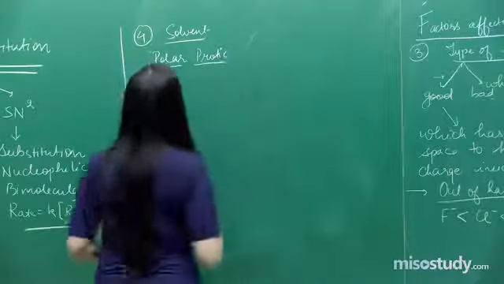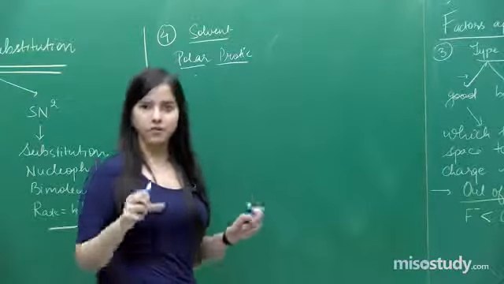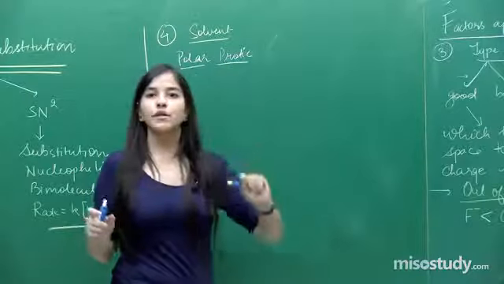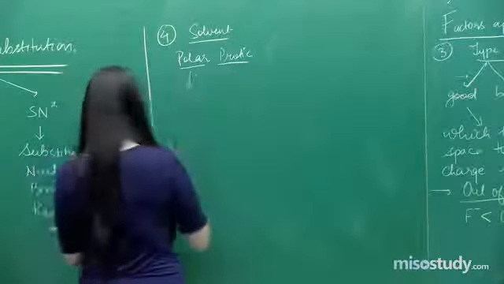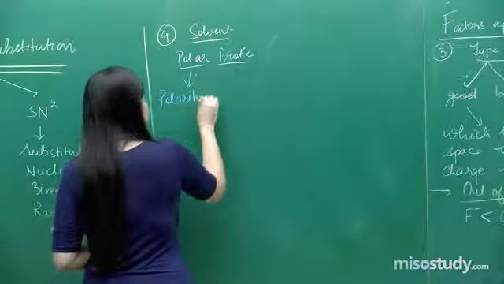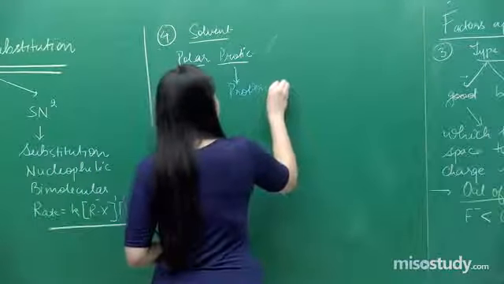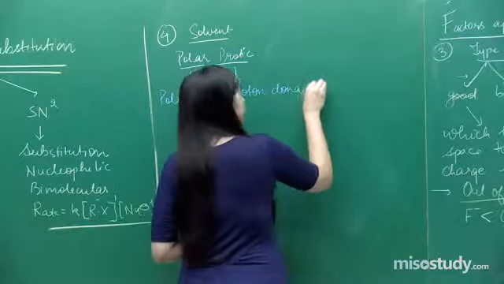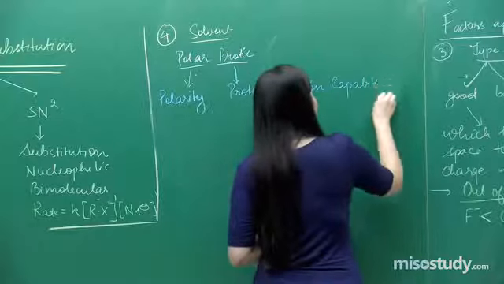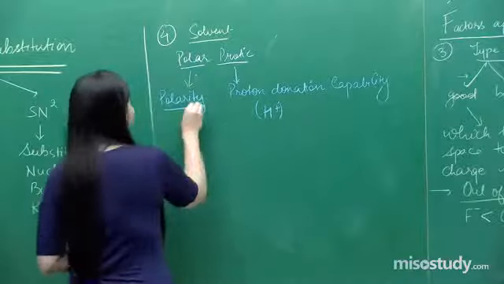What is the meaning of polar protic? The meaning of polar protic is it must have polarity, right? And it must have proton donating capability. So first thing is polarity it must possess, and second thing, proton donation capability. Fine. So it is ready to give H positive and it's polar as well.